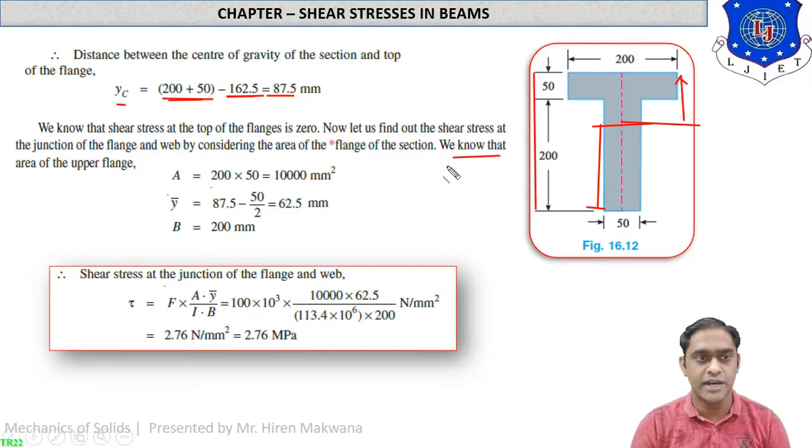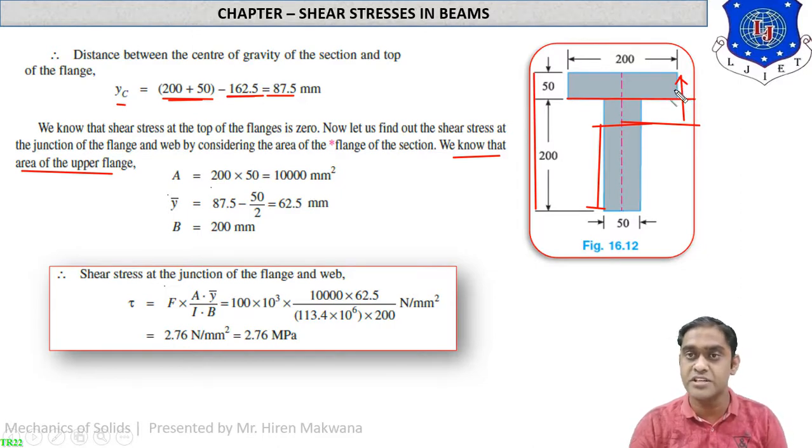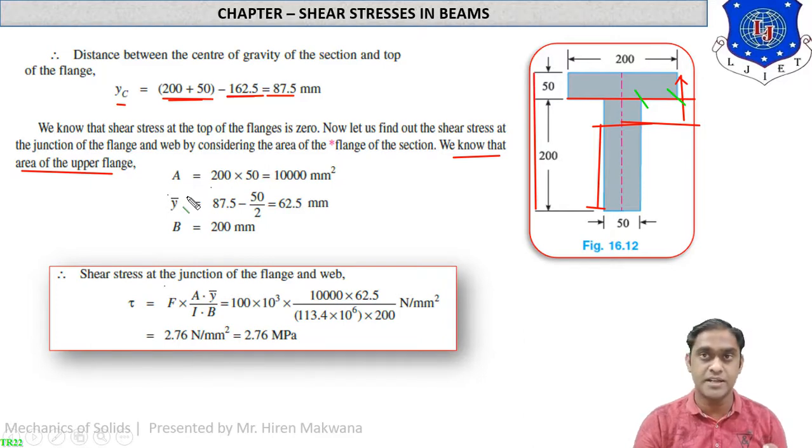Suppose we know the area of the upper flange. Now we are starting the calculation of shear stress, and we want to find the shear stress at this layer, and at this layer also, at 2 points: at the outer point and at the corner point. So let us see how. For this you just remember the method. This method is very complicated, so concentrate accordingly and concentrate very peacefully.